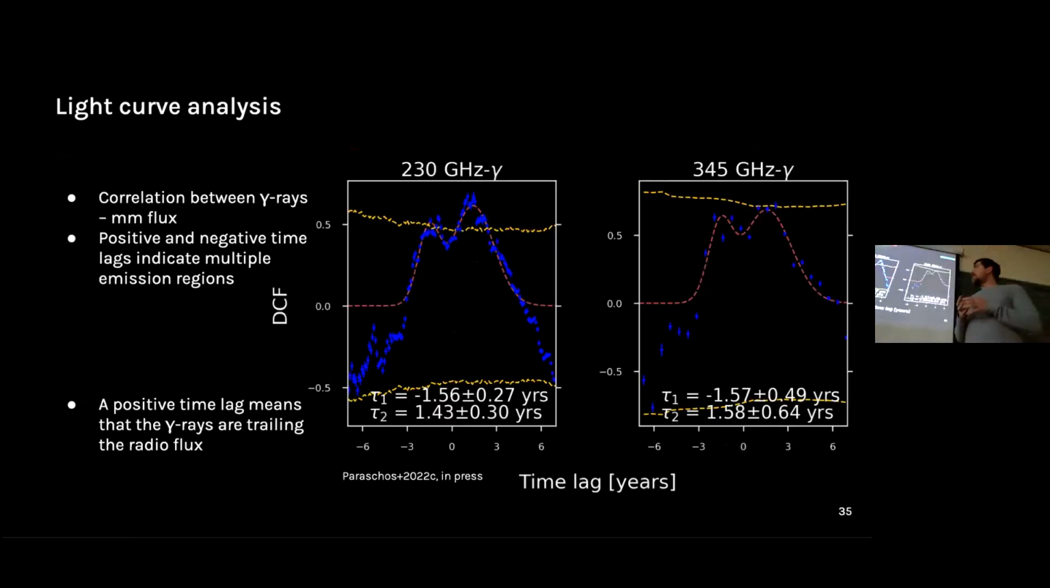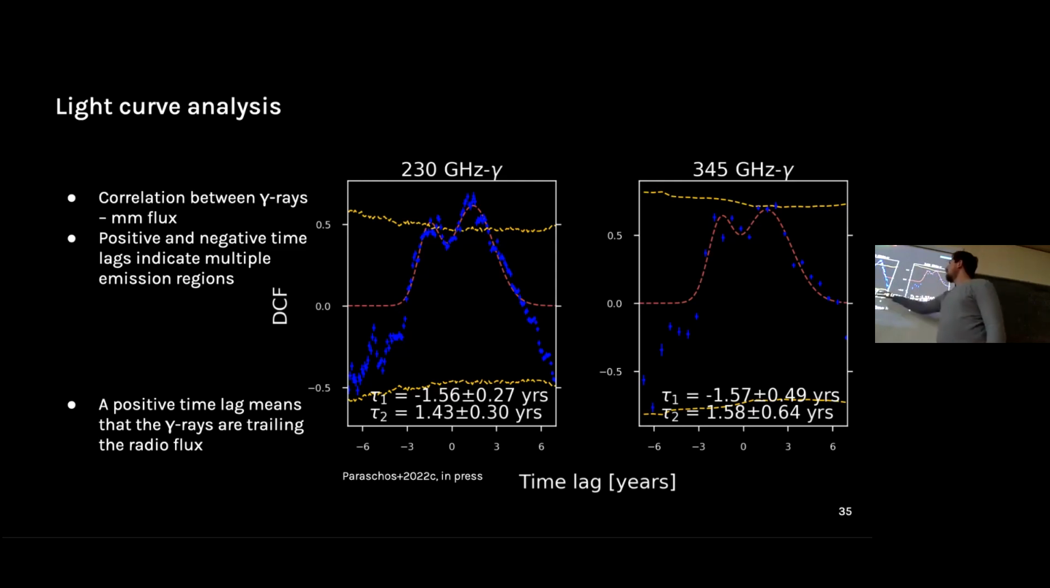To get a better understanding of what we see, we tried to cross-correlate the radial flux in the millimeter and the gamma rays, which I'm showing here. So this is 230 gigahertz and 345 gigahertz and the gamma rays. And positive and negative time lags, as you can see, indicate that there are multiple emission regions along the jet. A positive time lag here means that the gamma rays are trailing the radial flux.